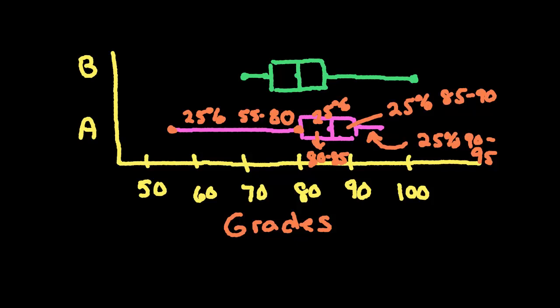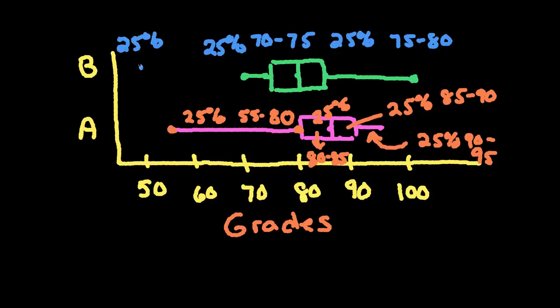Now let's look at the other class. So the other class, the lowest grade here was a 70. 25% of the class scored between a 70 and a 75. Another 25% scored from 75 to 80. Another 25% scored from 80 to 85. And then the last 25% scored from 85 to 100.